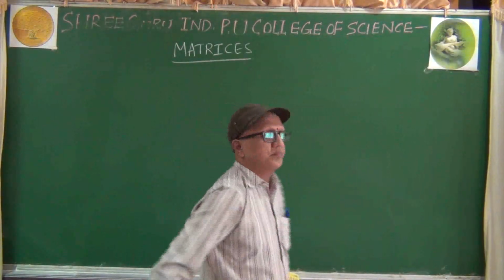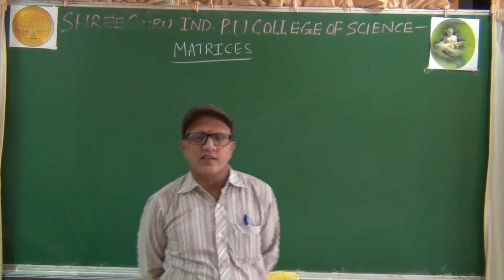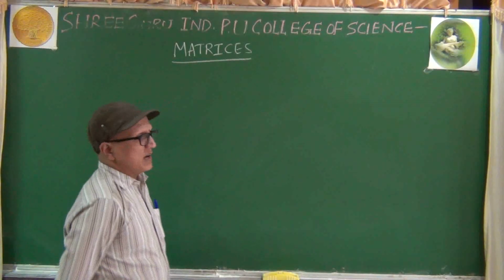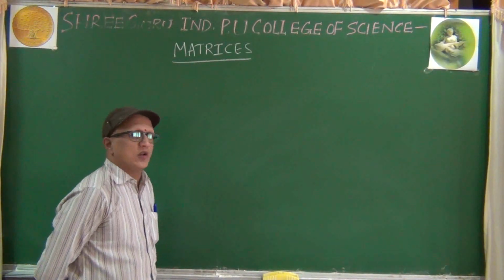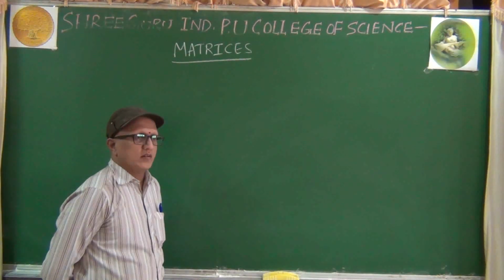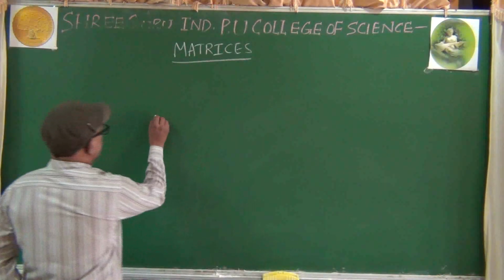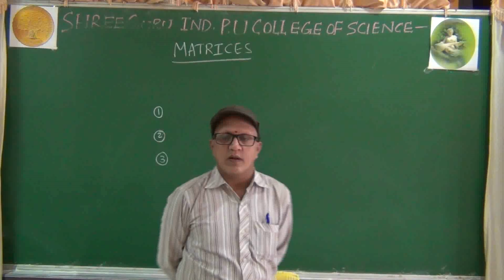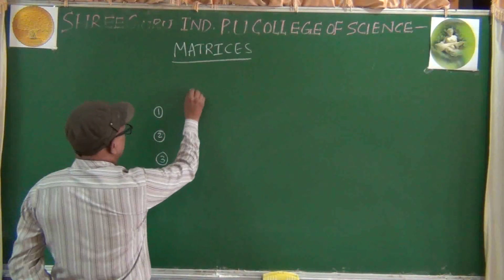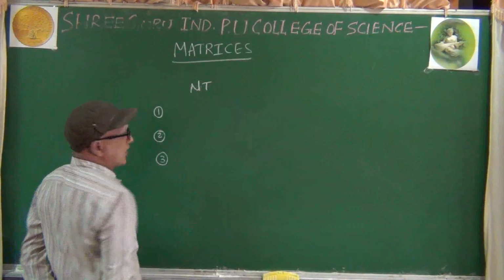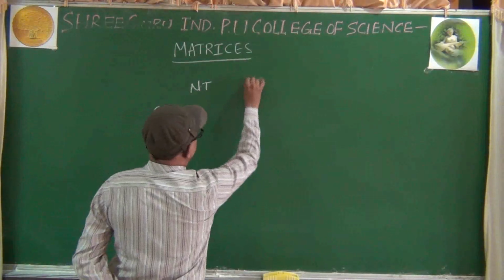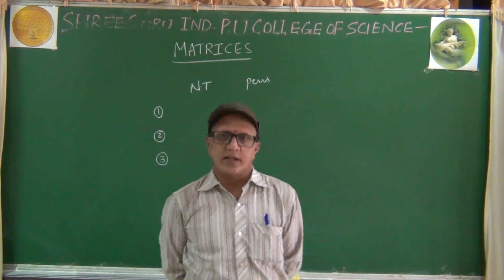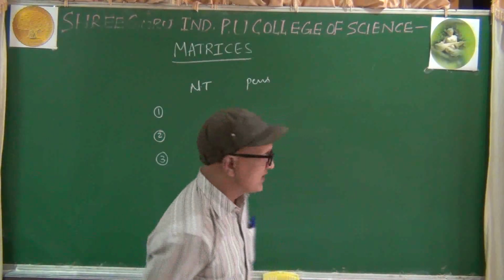Before going to the definition, let us see first of all why this chapter is needed. For example, roll number 1, roll number 2 and roll number 3, 3 people went to a shop. These 3 people bought notebooks and pens.